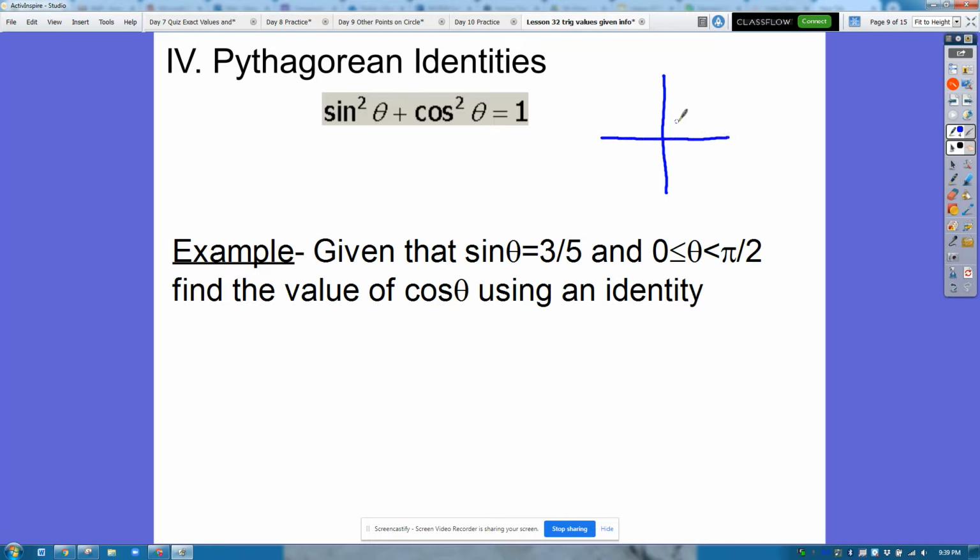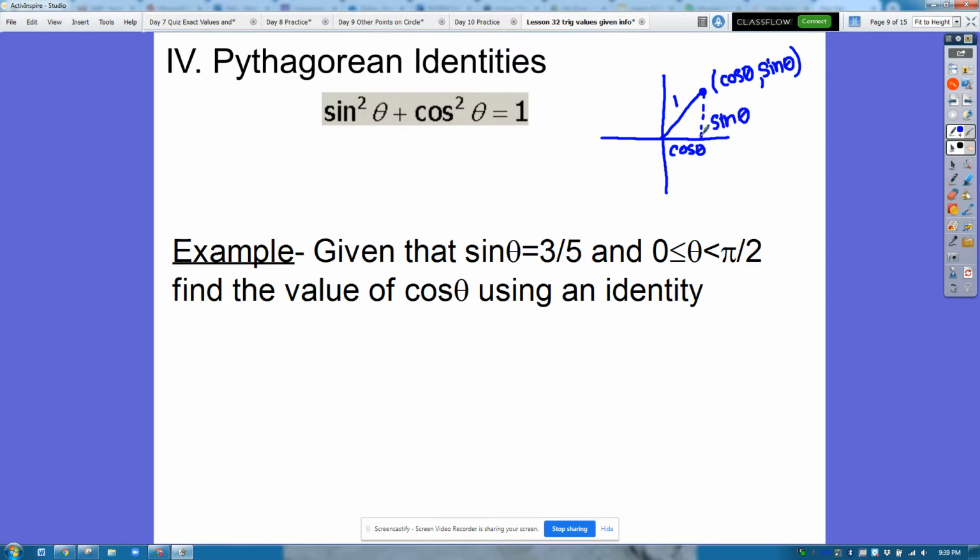But here's why it makes sense: if I am on the unit circle, that means the radius is 1. And I think about this point. What did I say about this point? I said that it was the cosine comma the sine, right? So here's cosine of theta. Here's sine of theta.